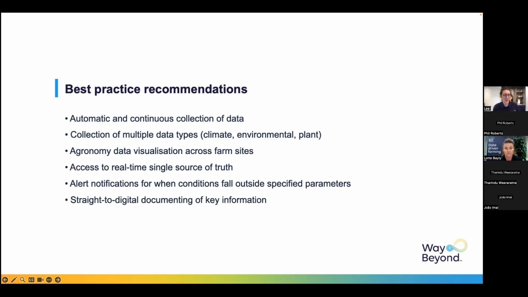Straight to digital documentation of key information. When we go straight to digital, we save time and we also reduce the margin of human error.